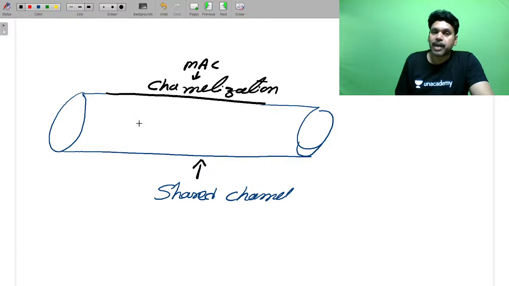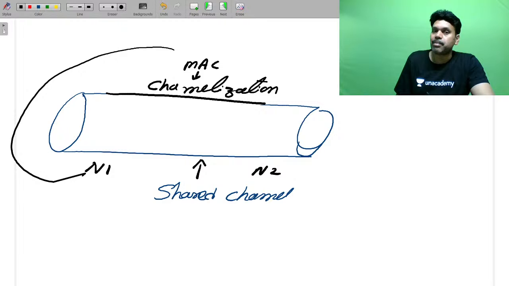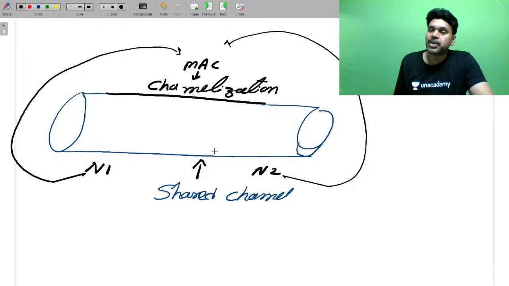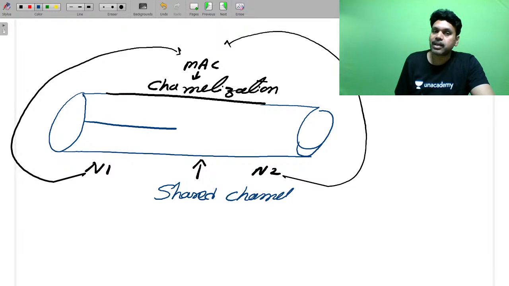Now here, what is going to happen? For example, there are two nodes, assume node 1 and node 2. They ask the MAC to provide a frequency to us so that we are able to access the channel. Immediately the MAC splits your channel into different frequencies. One is frequency 1, it can be any number, no problem, and the other one is frequency 2.